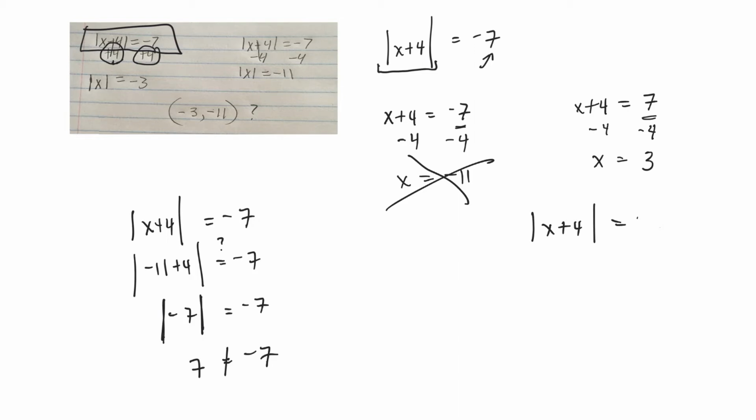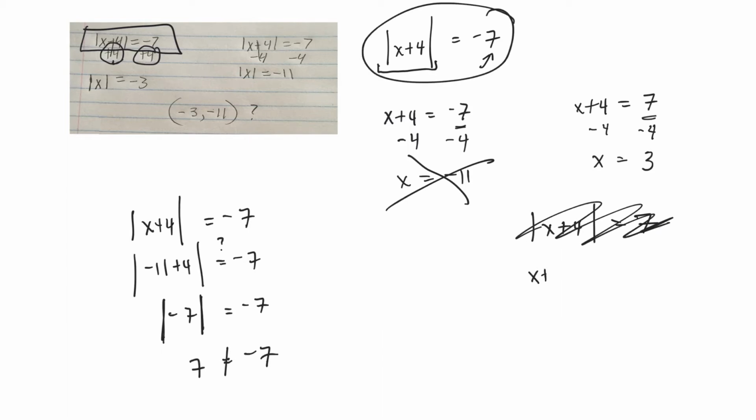Then what am I doing? x plus 4 equals 7. Is that right? No. I have to plug it into the original equation. So x plus 4 equals negative 7. If I put a 3 in there, 3 plus 4, and here I get 7 equals negative 7. Again, it's a false statement. And so plugging in 3 doesn't give me an actual solution. So to this question here, I would say there's no solution.